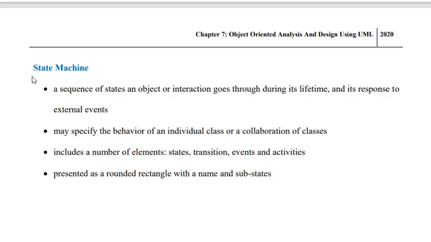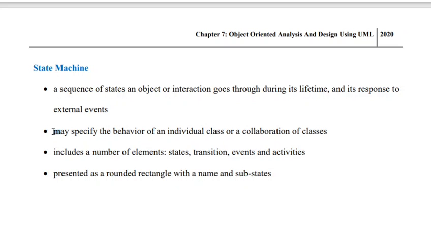Now, the state machine. A state machine is a sequence of states that an object attains during its lifetime, right? For example, a student who enrolls into a course: if there are 8 semesters in a particular course, the student migrates between different semesters at different points in time. So a state machine basically represents the sequence of states that the object attains during its lifetime.